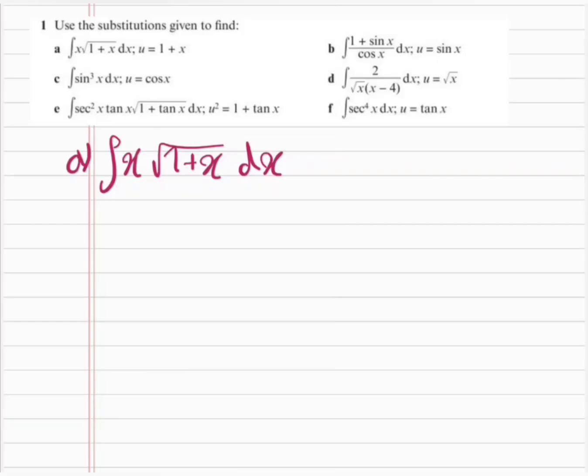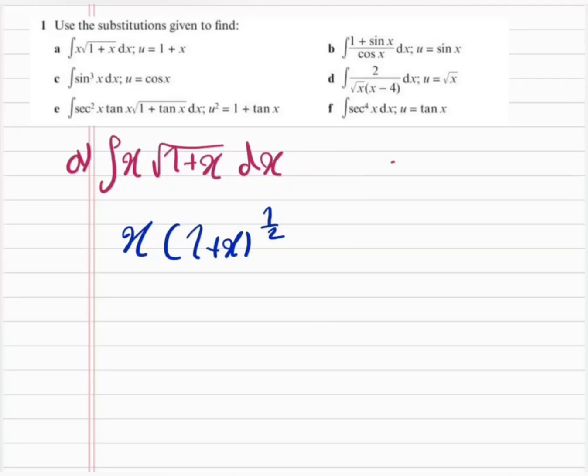So in part A, we want to integrate x times the square root of 1 plus x dx. Now this section is all about integrating by substitution. If you look at this integral, the first thing you might think is, why can't we just write 1 plus x in the form x to the power of half and then expand the bracket and continue as normal? But there's a big problem with that, because here the power is a fraction. So we cannot really expand this in the normal way that we do when the power is a whole number.